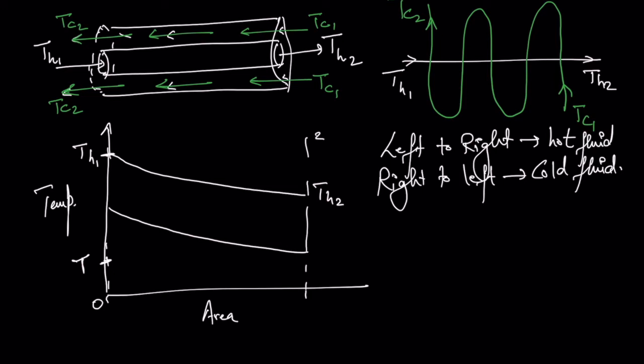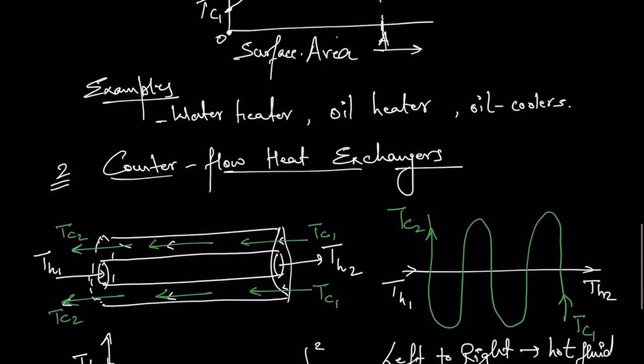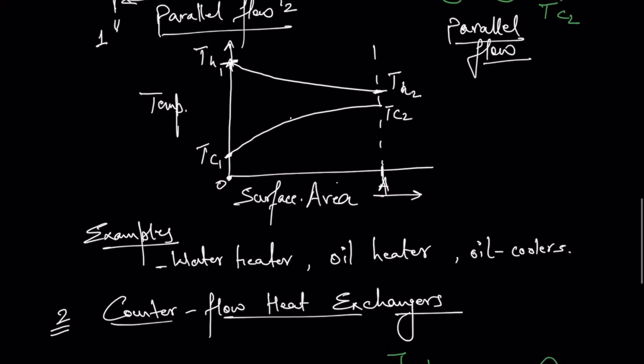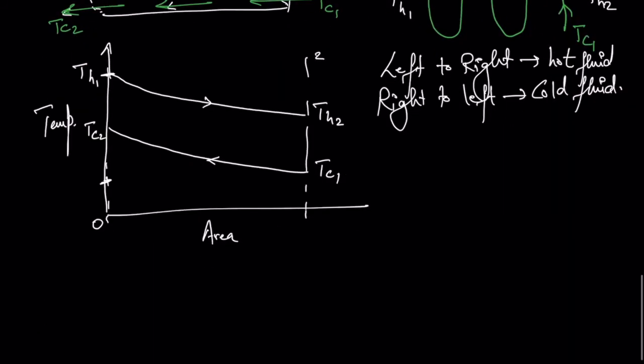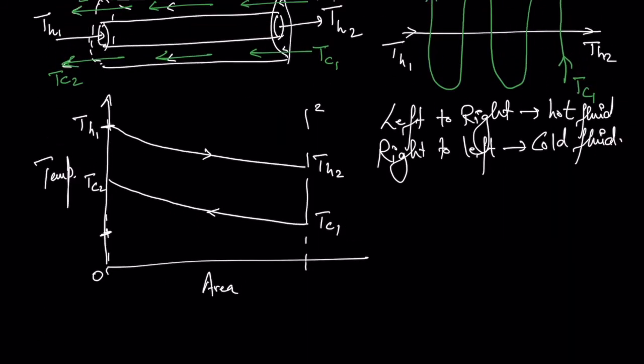Okay, so TC1 in the left hand side and TC2 here. So this will be like this, and I have forgot to make an arrow here. Okay, so the temperature distribution will look like this figure.